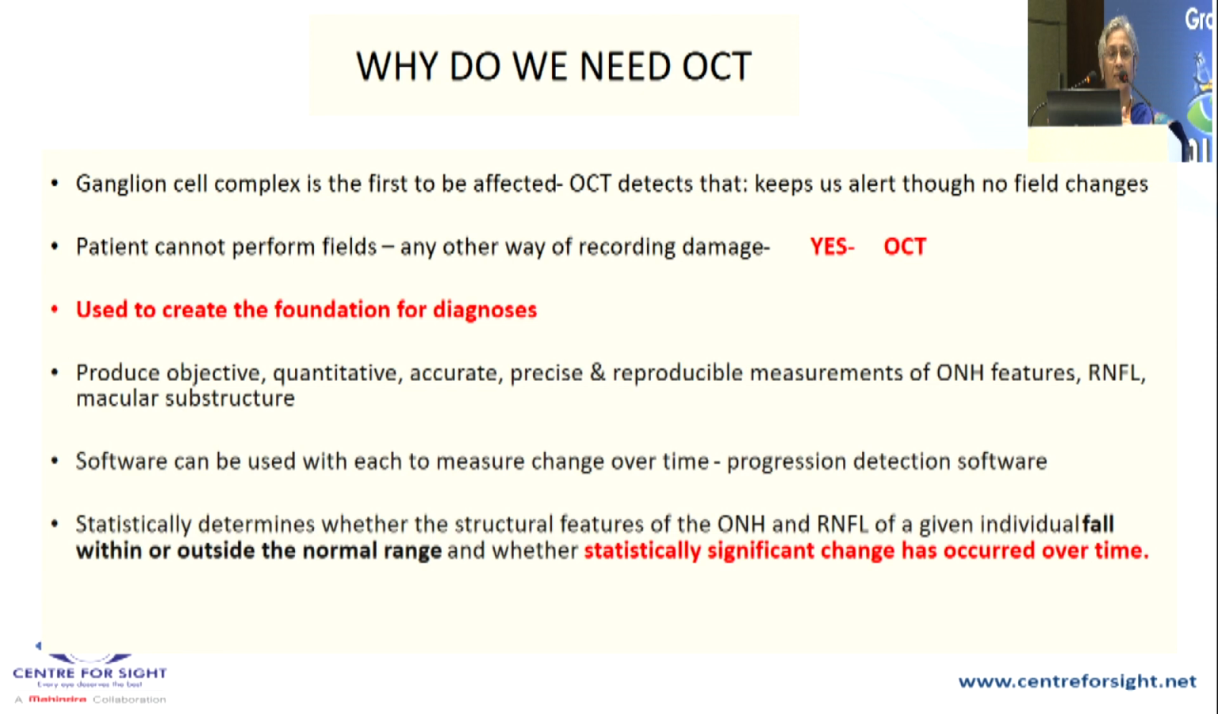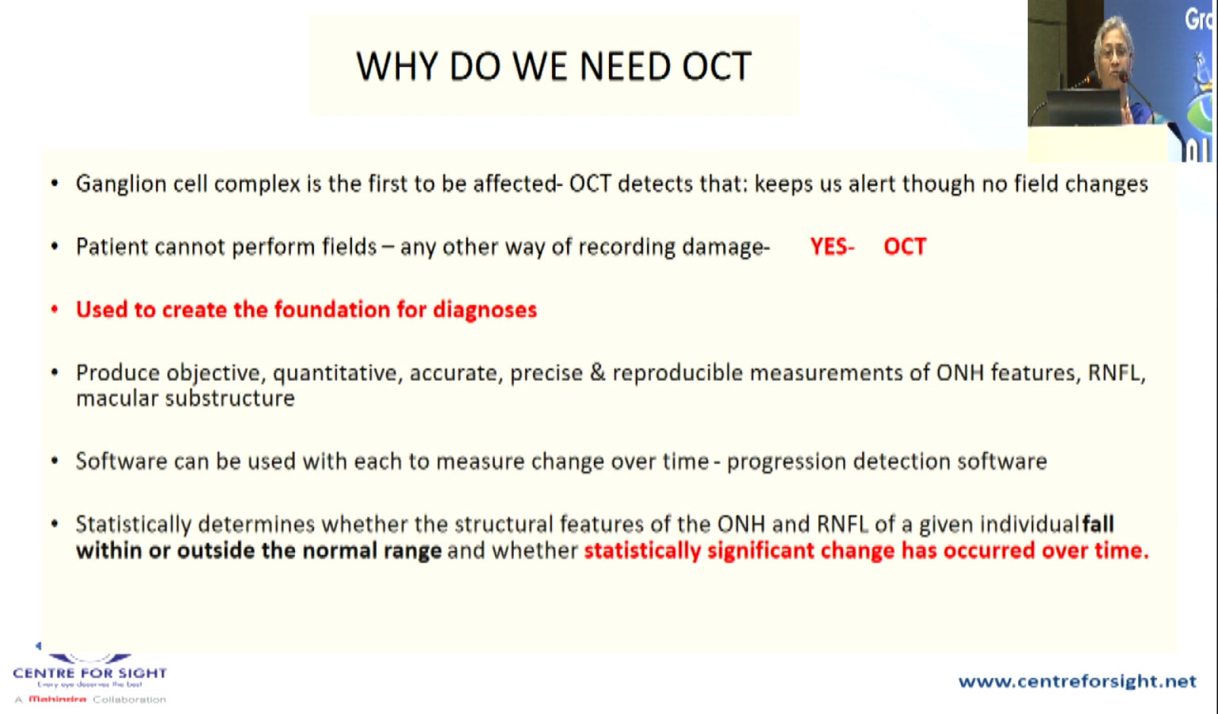We all know that the ganglion cell complex is the first part of the structural part to be affected in glaucoma. Now, mind you, it is the OCT which detects that and keeps us alert. It is not that we're going to treat the patient, but the moment we see that one structural damage has occurred in the ganglion cell complex, immediately our antennae are raised.